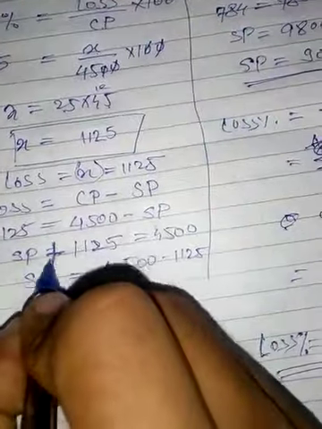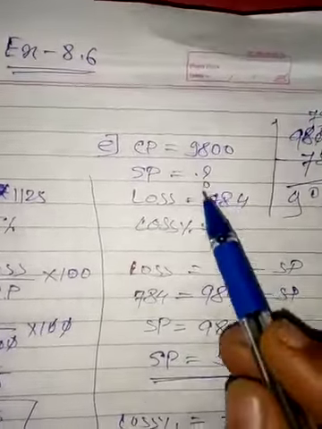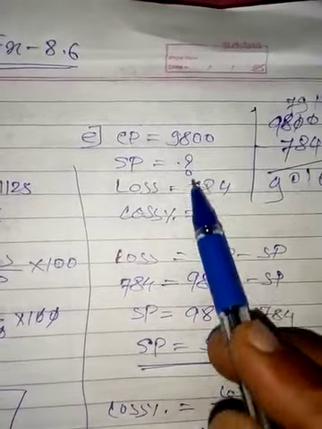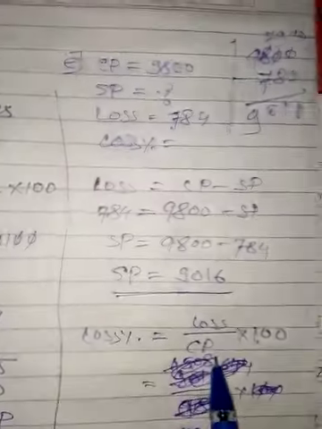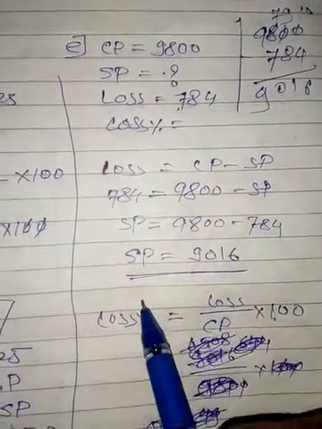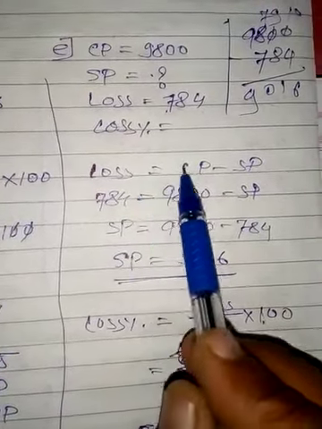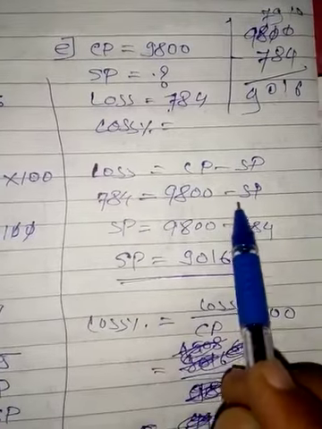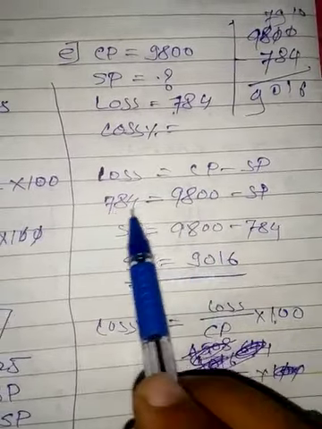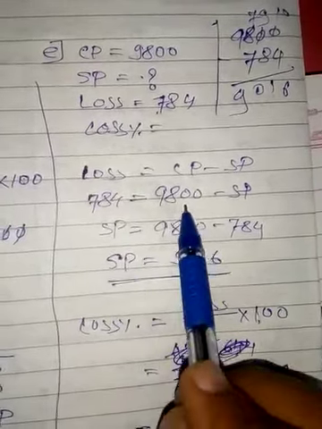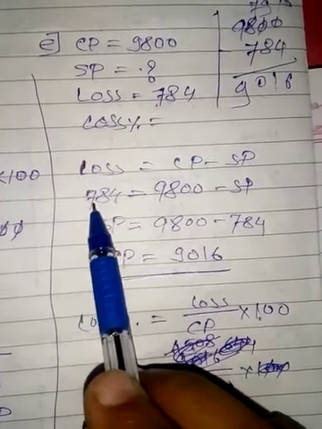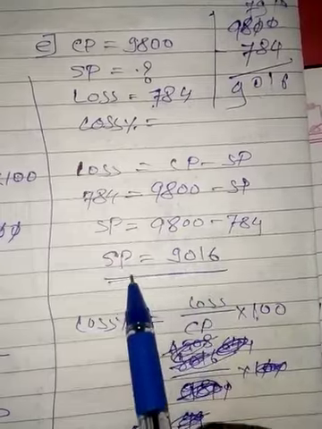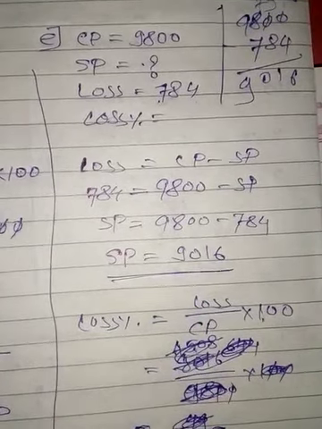Okay, this is done. Question number E: in that, CP is given, selling price is not given, loss is given, and loss percent we have to find out. So we will find the SP with the help of the general formula, loss is equal to CP minus SP. Then we put the values in it. Then SP is equal to 9800, from that we subtract 784. Then we will get the SP, that is 9016.